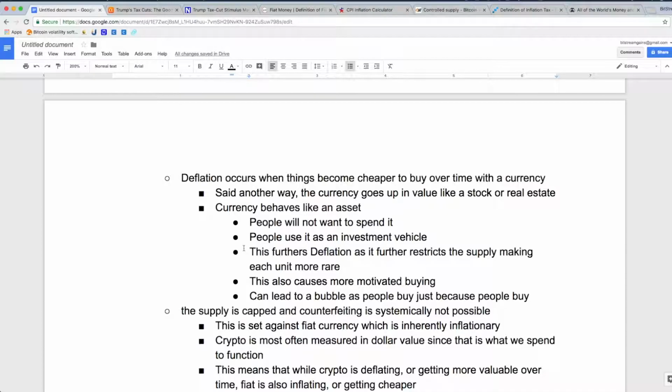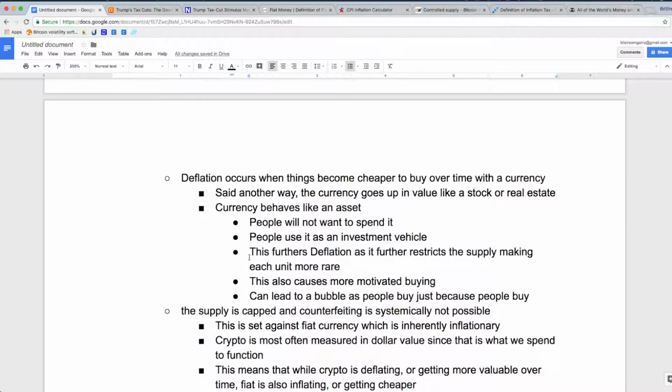So what does that mean? People want to hoard it. People want to buy it. They don't want to sell it. They don't want to get rid of it. They want to have more of it and not less of it, or the same amount of it. They want to have more of it because they believe it's going to go up in value. That is going to increase the value of it over time.